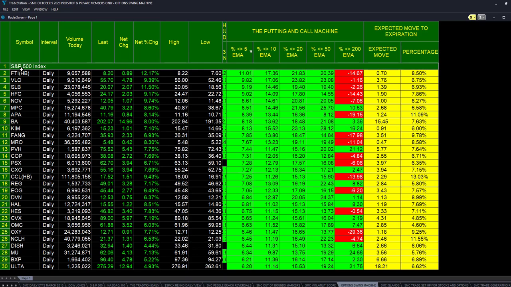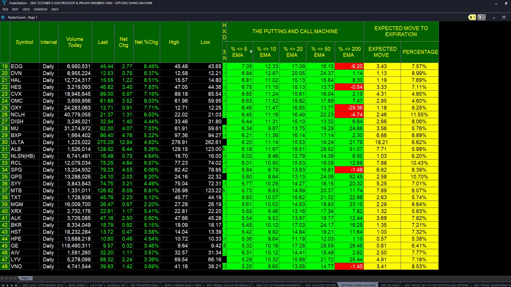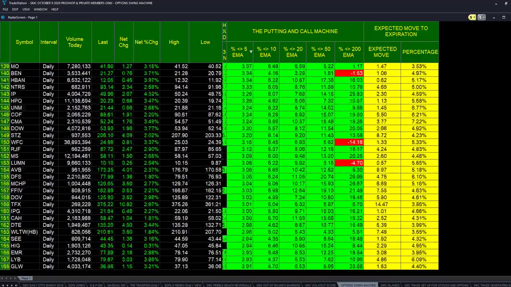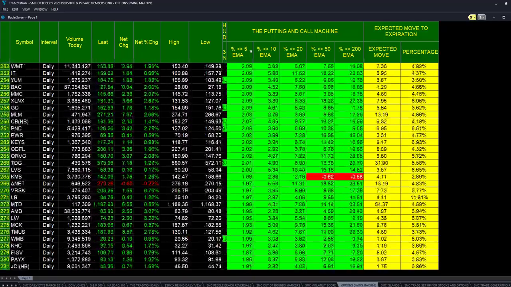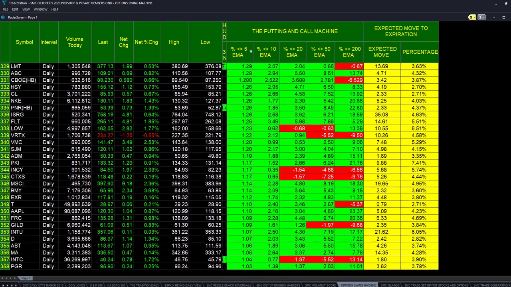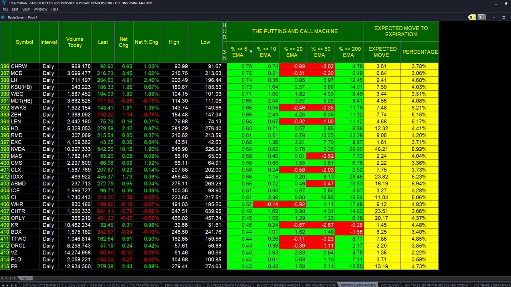So the label row is 1, so we're starting at 2. Now we're going to scroll down, and I want to see how many of the S&P 500 stocks are over their 5-day average.